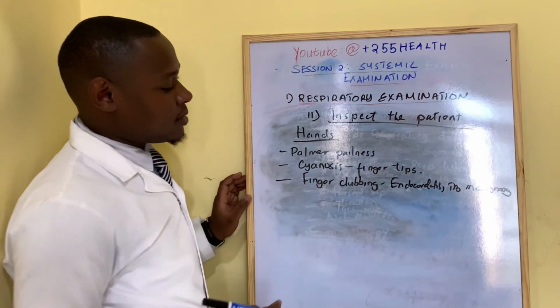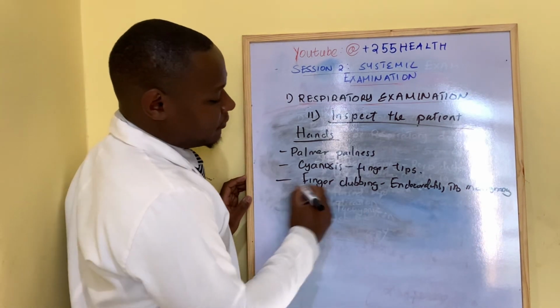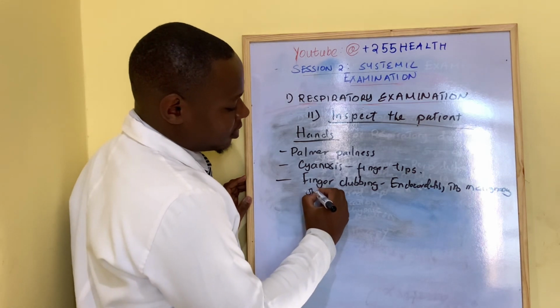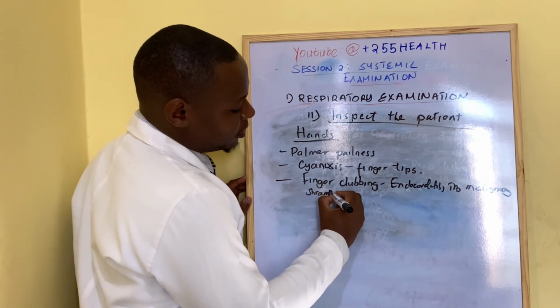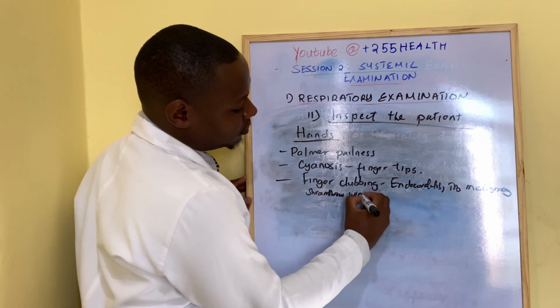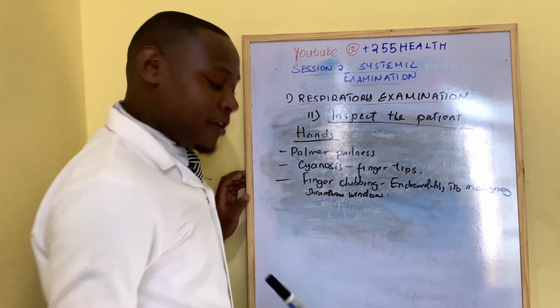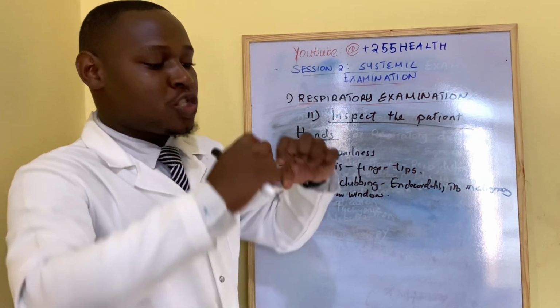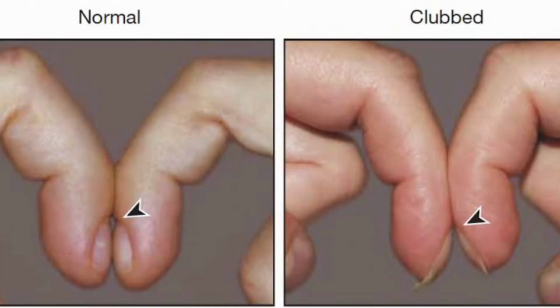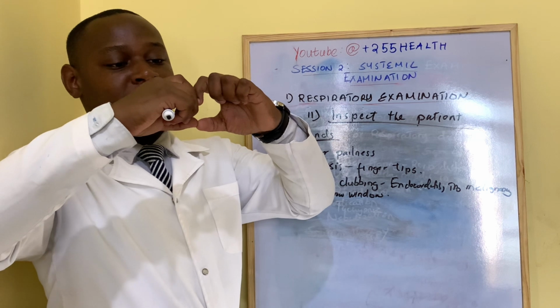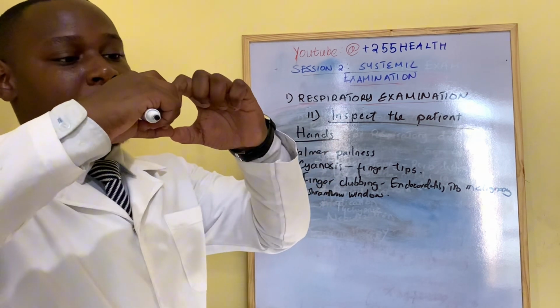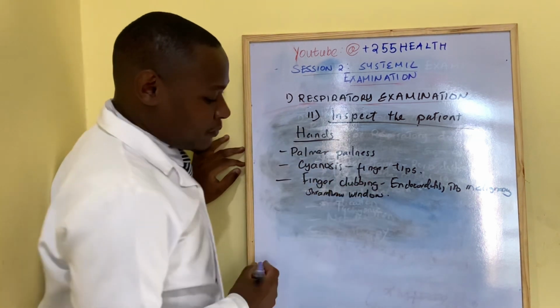And so many other things that you can also cover. So this finger clubbing, there's something called the Shamroth window, which is obliterated in people with such conditions. So upon doing the finger clubbing examination, this Shamroth window that you see that your fingers actually make for a nail bed is going to be obliterated. See, so you've checked for what?